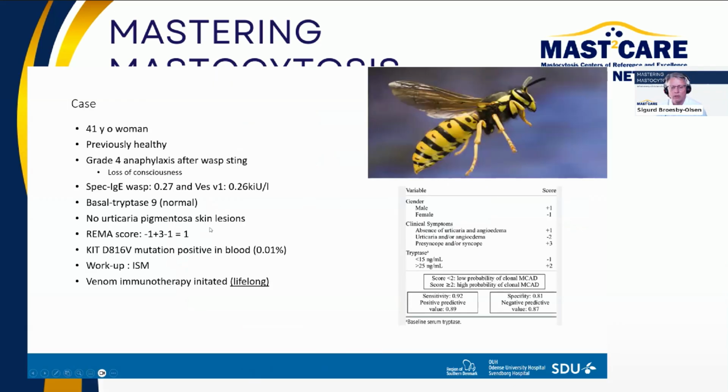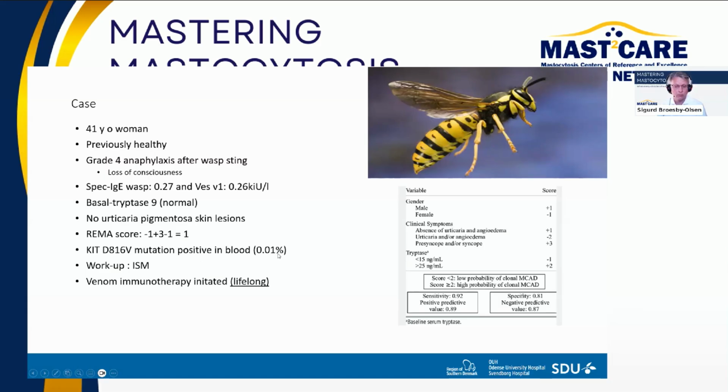Let me have an example nicely fitting with the first presentation. This is a female with a severe anaphylaxis, otherwise completely healthy. She does have elevated IgE, but please be aware it's below 0.35. This is important in mastocytosis, that patients can have significant elevated IgE even below 0.35. But basically, the tryptase is normal. She does not have skin lesions. And when we add up the different elements of the REMA score, as you can see, this was not a patient that you normally would expect to have mastocytosis.